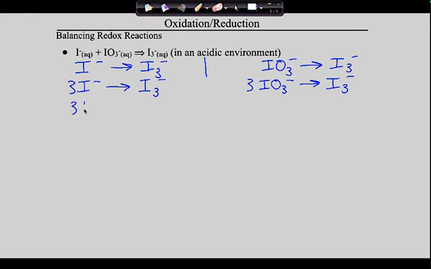So, guys, 3 I minus yields I3 minus. And now, guys, we do have oxygens on the right-hand equation, and so we balance those by adding waters. So how many oxygens do we have on this guy? 9, right? So what we need to do then is go 3 IO3 minuses yields I3 minus plus 9 water molecules. Did I screw that up?